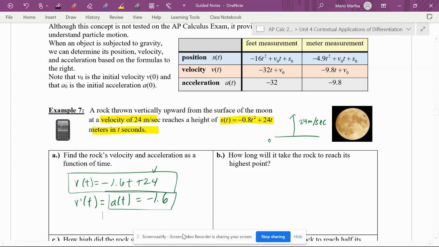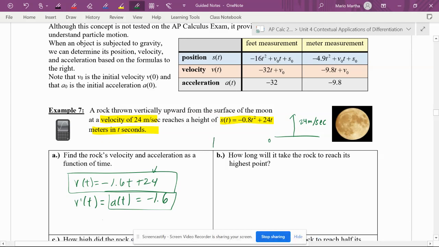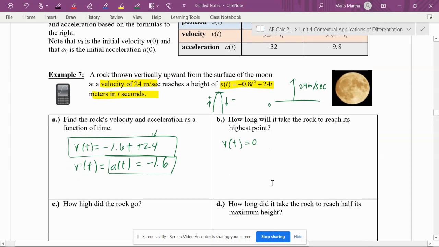Part B: how long will it take the rock to reach its highest point? The rock travels in a parabolic shape like this. The velocity is positive, and then it changes sign to negative because it's going down. So at this point, the velocity has to be equal to 0. We're looking to see where v of t equals 0, so we set that equation equal to 0.